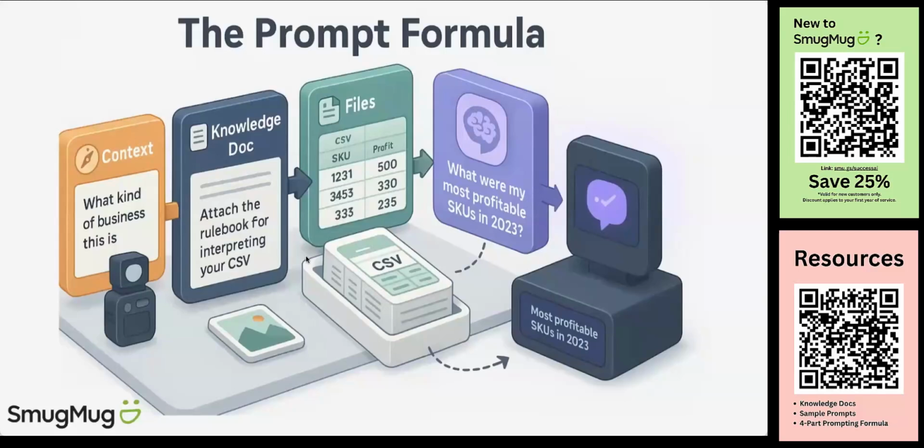So this is the part that ties it all together. You've got the CSV, you've got the knowledge doc, and now you need to tell the AI exactly what you want it to do. That's where the prompt formula comes in. This is a 4-part structure that I use every time I run an analysis. It works consistently across both ChatGPT and Claude, and it makes sure the AI doesn't just understand your data, but actually gives you something useful back. The first part is the SmugMug context. Always start by setting the scene.